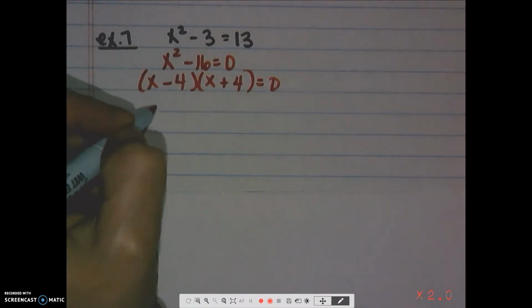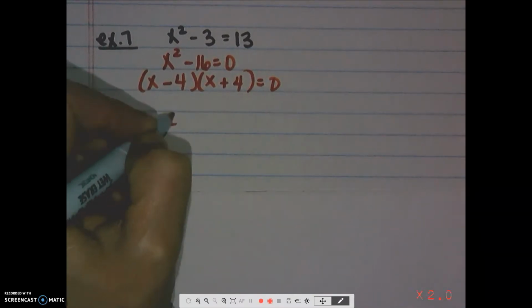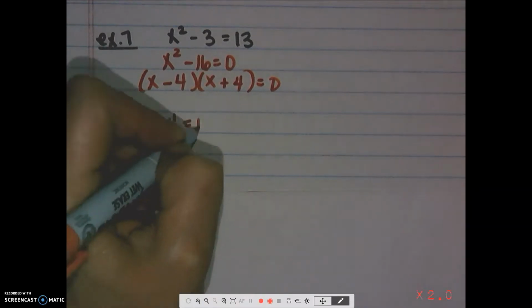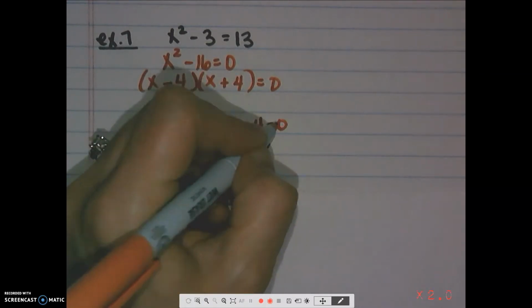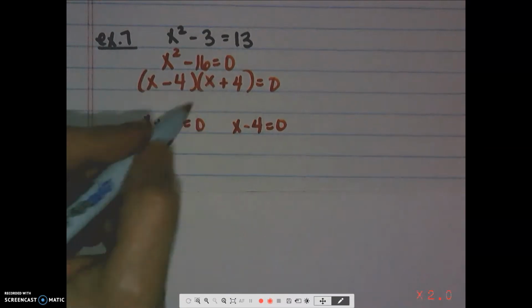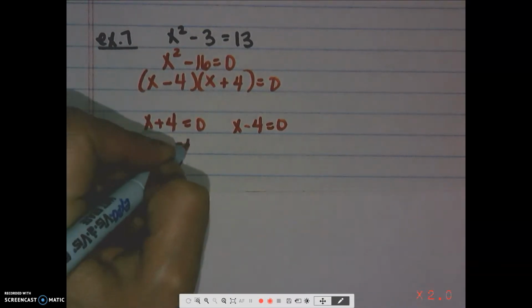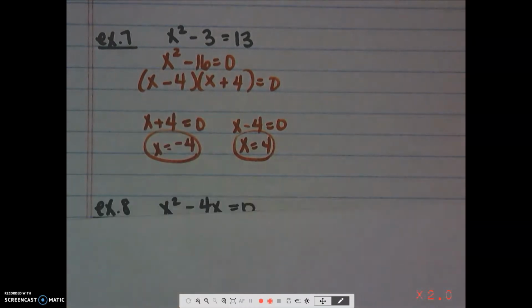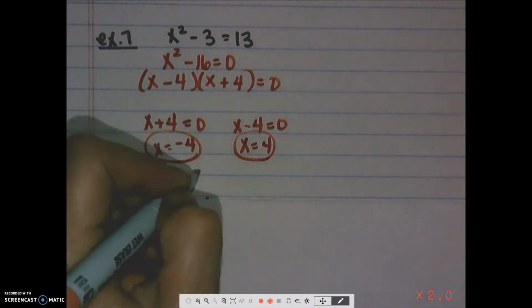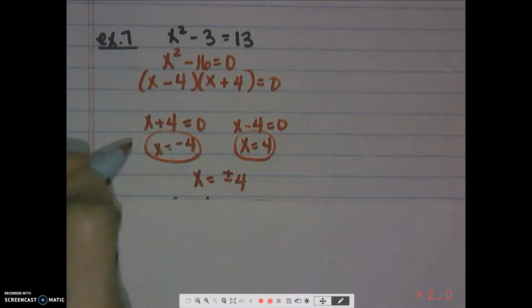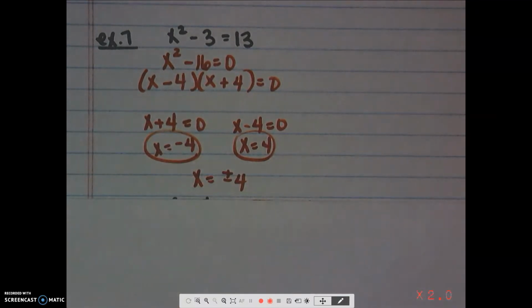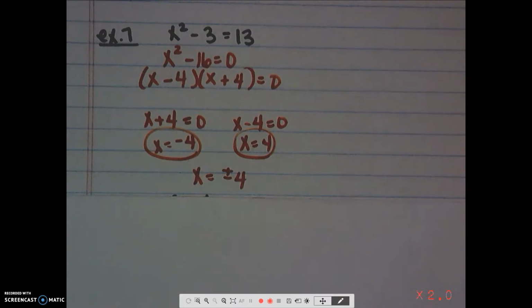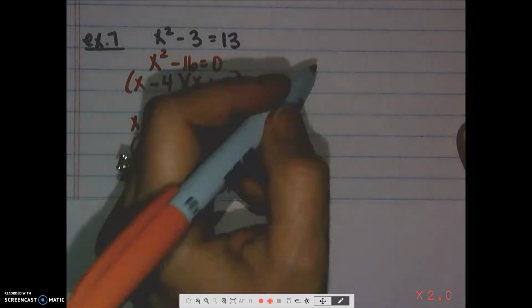Then we're setting them equal to 0. Whoops. Sorry, I just switched the order of those, but that's okay. We're still setting both of them equal to 0, so we would get x equals -4 and x equals +4. You could also write this as x equals plus or minus 4 since you have both a positive and negative. It doesn't matter though.